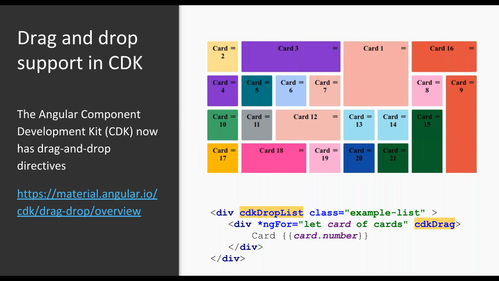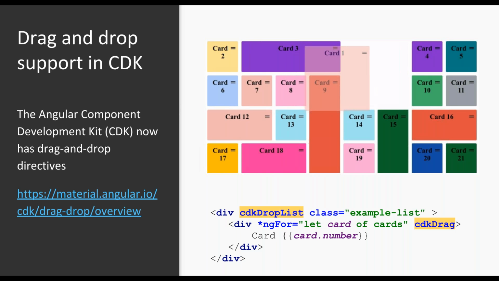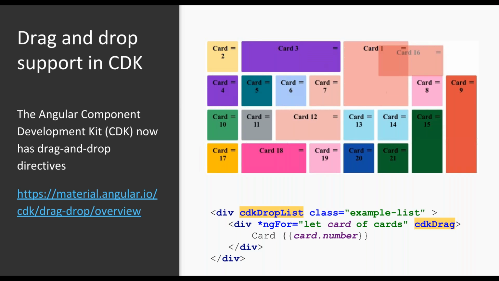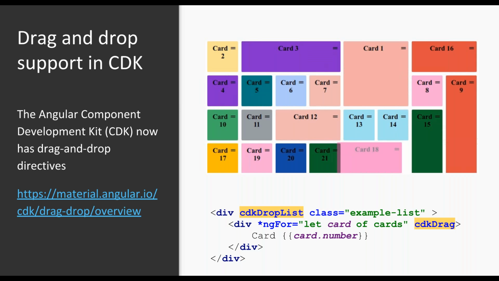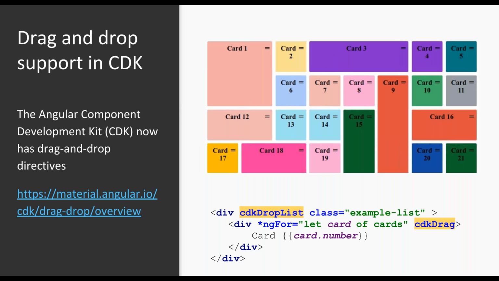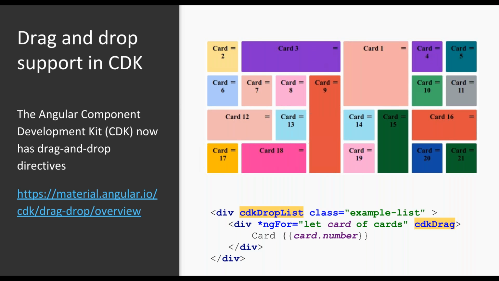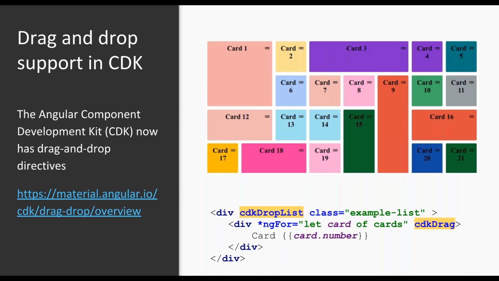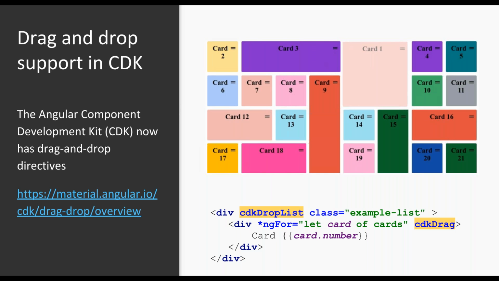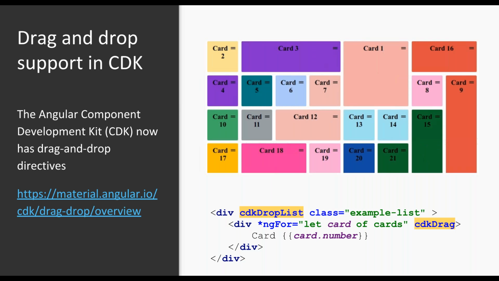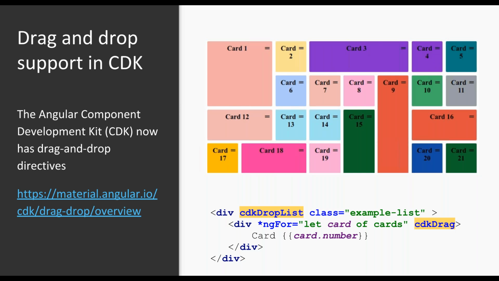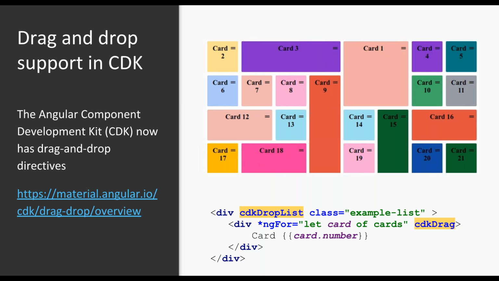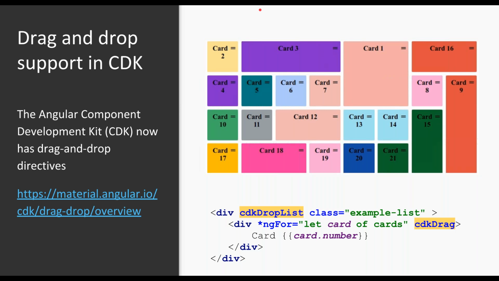So the good news about the CDK is that you don't have to use Angular Material in order to get it. It is an independent project. So you can just decide to include the CDK in your app, and then you would have access to all of these directives and services and components that would make your workflow in developing components much easier. So with Angular 7 and the CDK version 7, there's two major things that were added to the CDK. And the first one that you can see on the screen right now is drag and drop support.